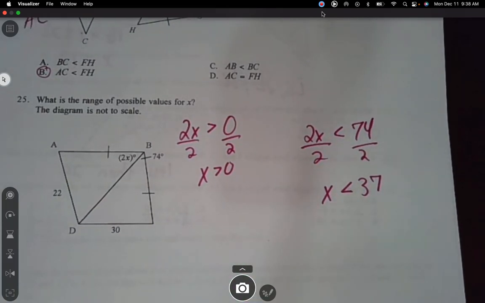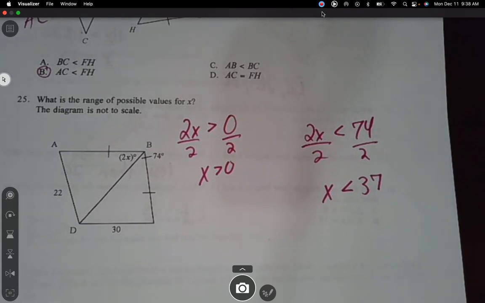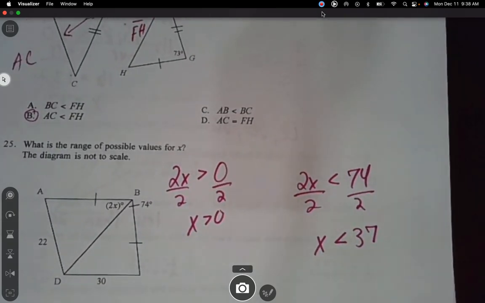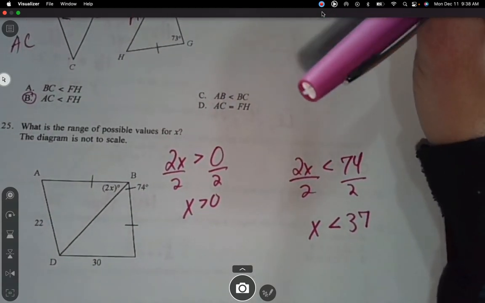Did we learn this? We did learn that. Just now? No, we didn't just learn it. We spent like a half a day on it.